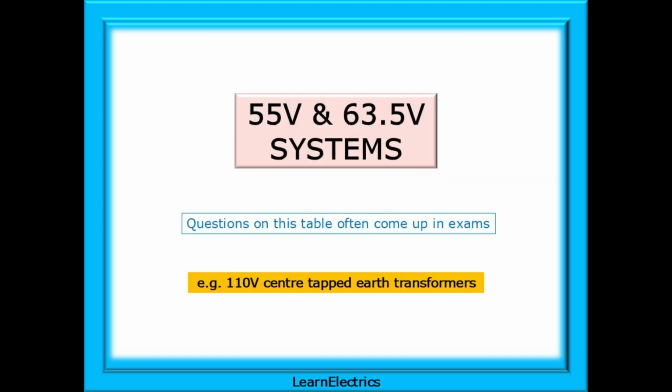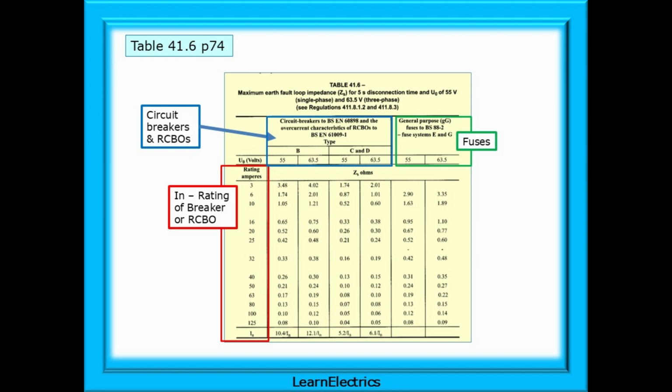Look now at 55 volt and 63.5 volt circuits. Questions on this table often come up in exams, yet many people will never have looked at the table for these systems that apply to things like 110 volt centre tapped earth transformers or 55 volt systems. Table 41.6 on page 74 is where we should be. There's a section for circuit breakers and a section for fuses along the top, and a list of breaker ratings down the left hand side.